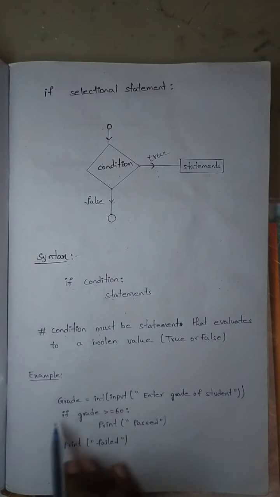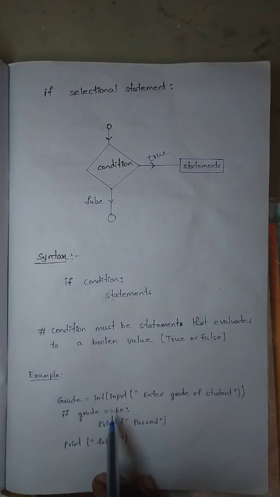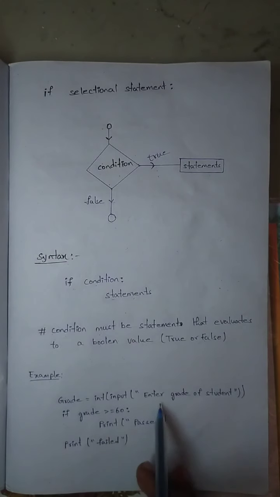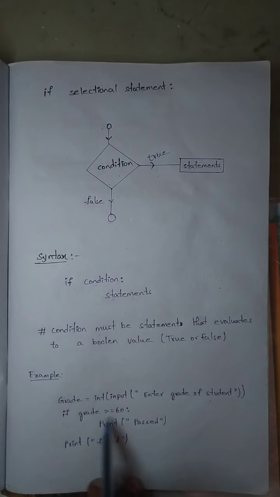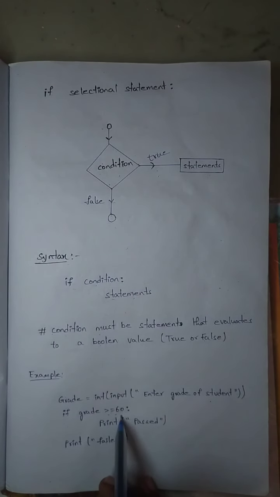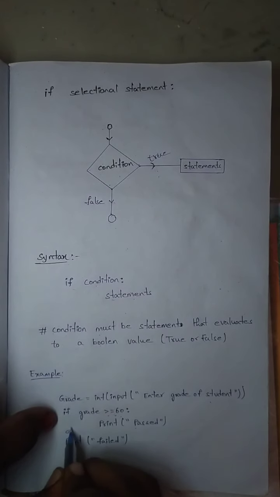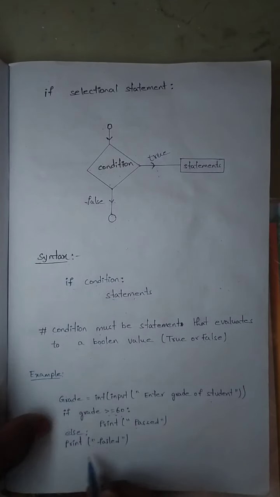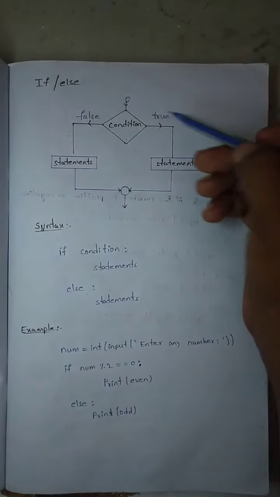For example, find the grade of a student. Input: enter the grade of the student. If grade is greater than or equal to 60, then print passed. If the grade is less than 60, then failed will be printed. Else, here else colon, else print failed.